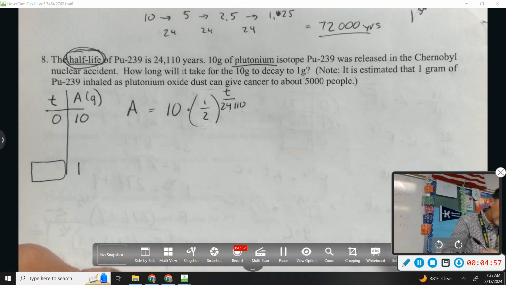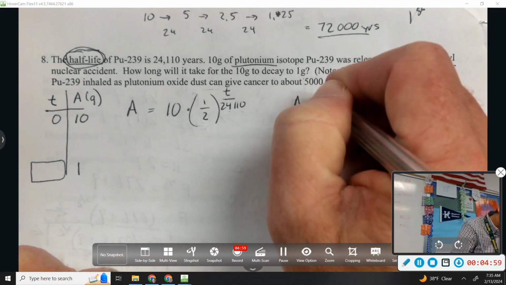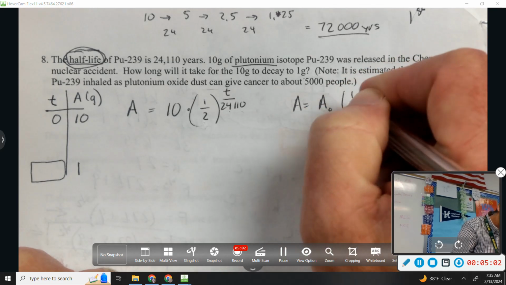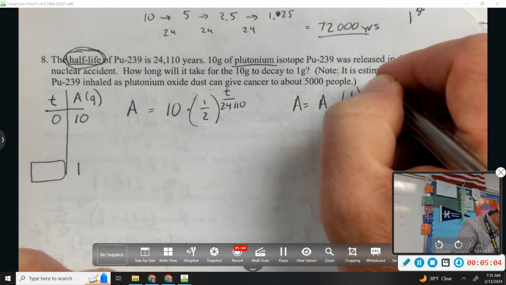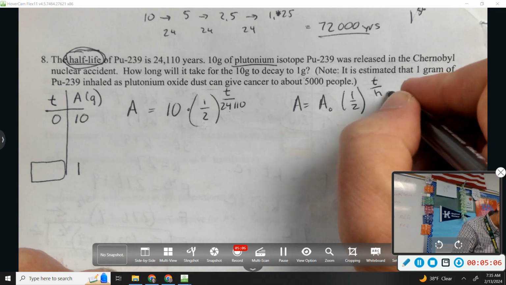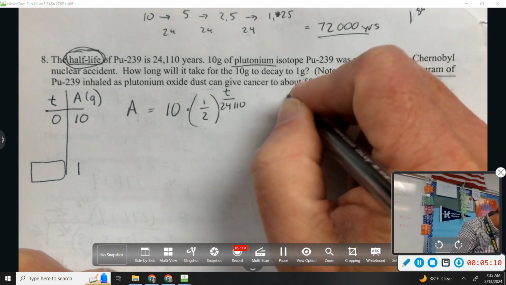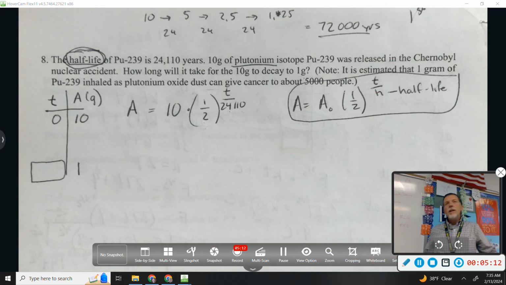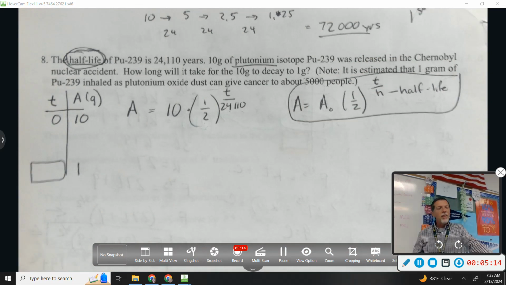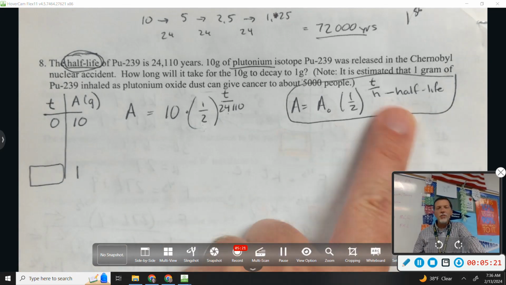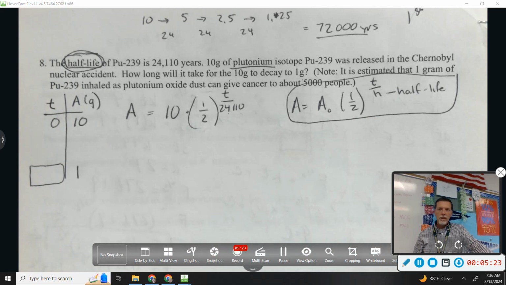So we'd say A equals A0 times 1/2 to the T over H, where H is the half-life. To me, I would just use that formula. Otherwise, you've got to find K and you've got to do calculus. It's just a whole lot easier if you can understand this formula.